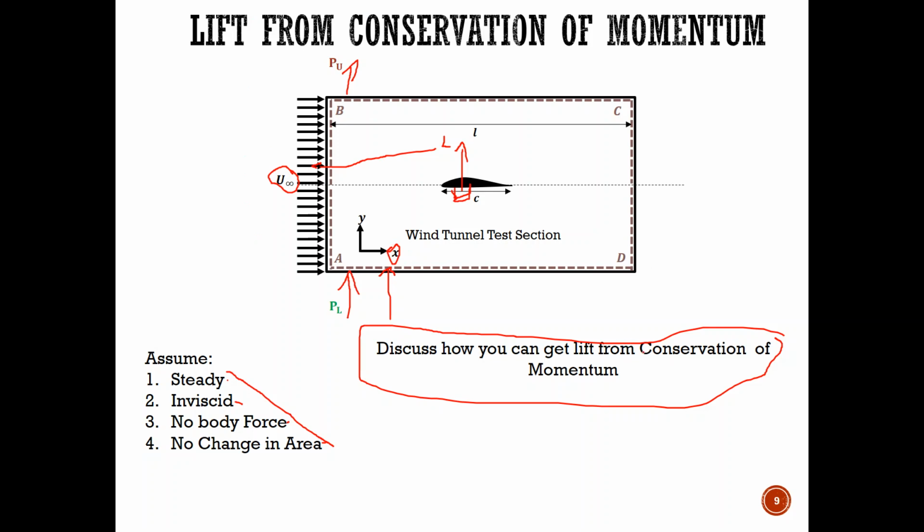So let's talk about conservation of momentum, right? You may think that if there is no mass flow going through AD and BC, there may not be any momentum going through AD and BC as well.